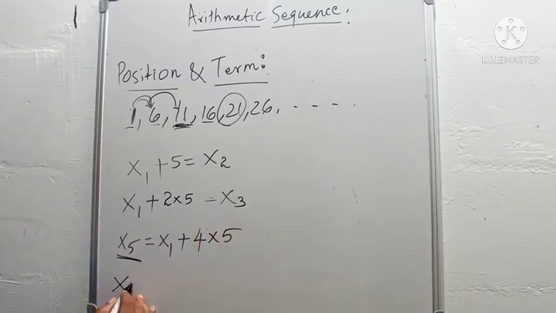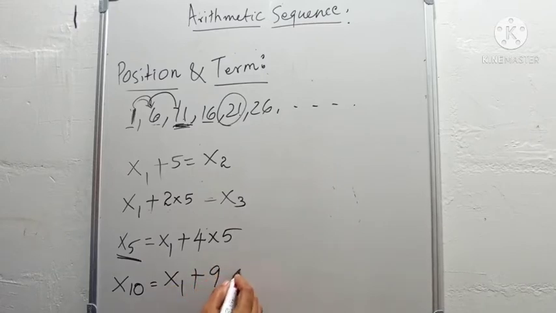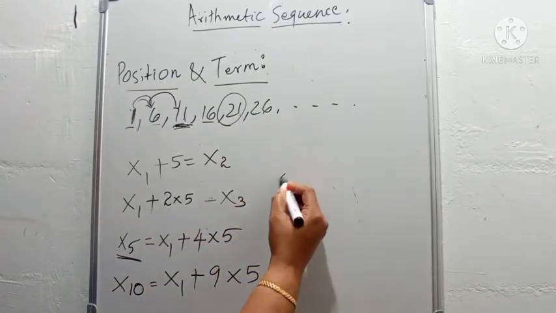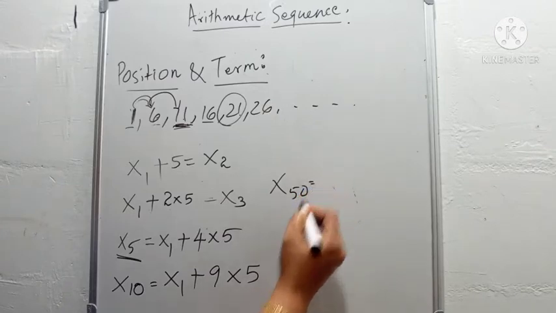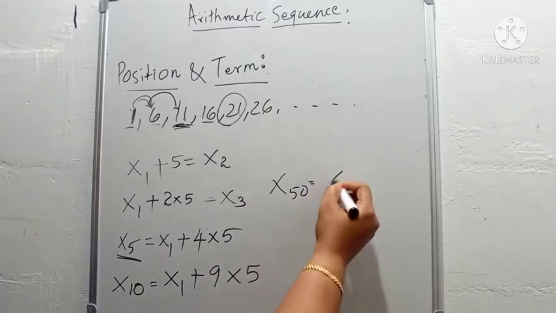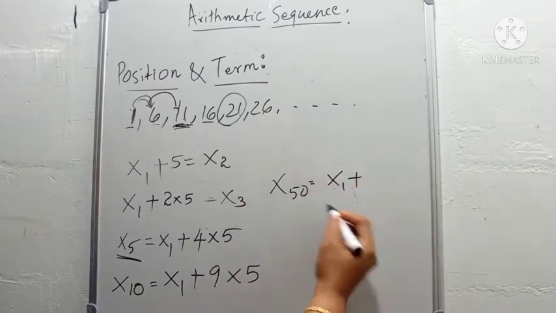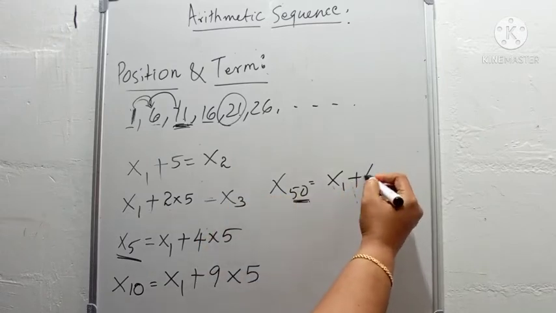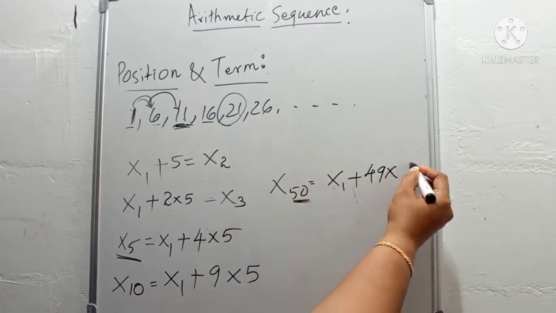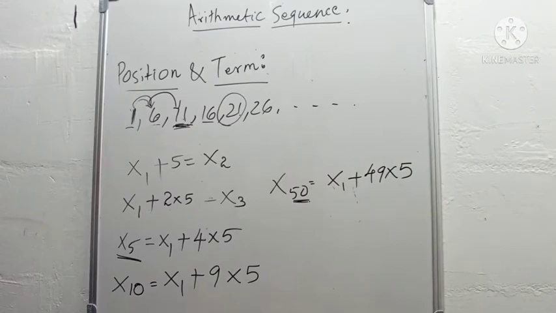Then what about the 10th term? The 10th term is first term plus how many times? 9 times the common difference, right? Then what about the 50th term? The 50th term is equal to first term plus 49 times the common difference.